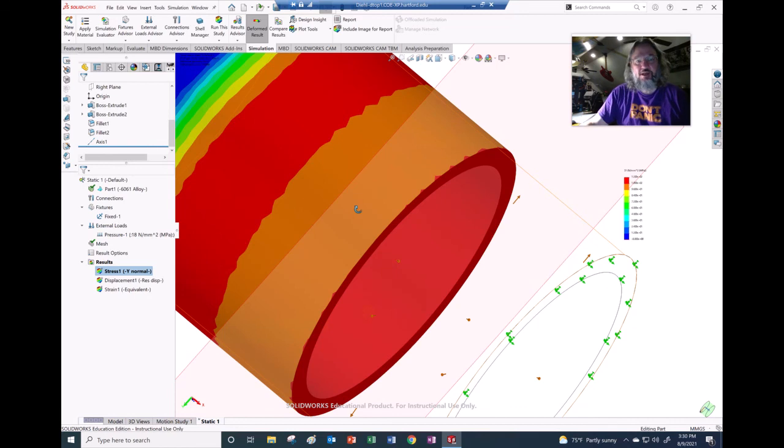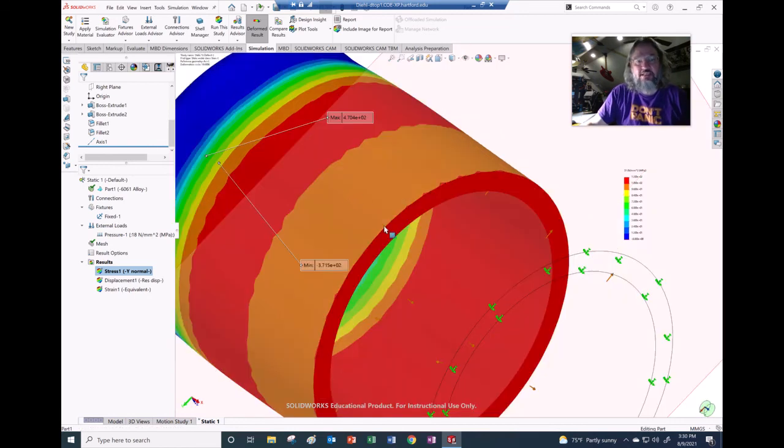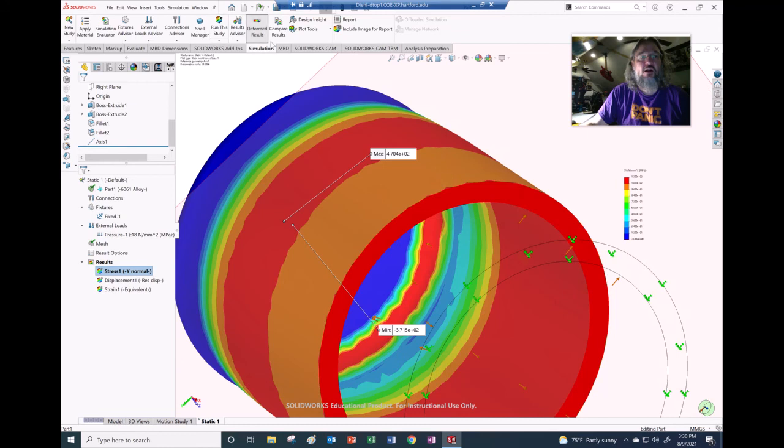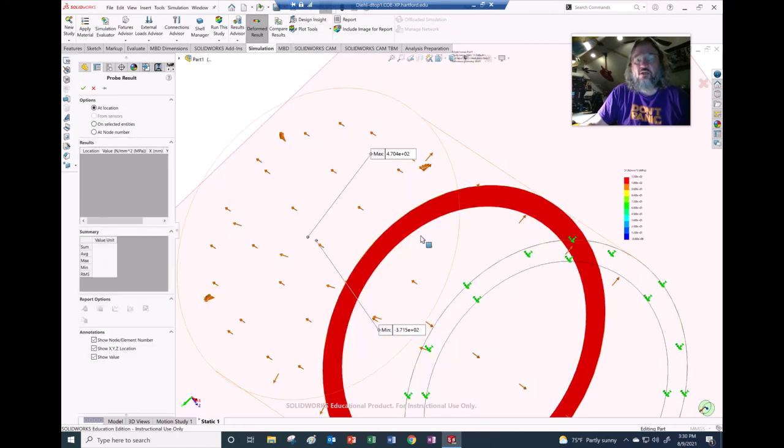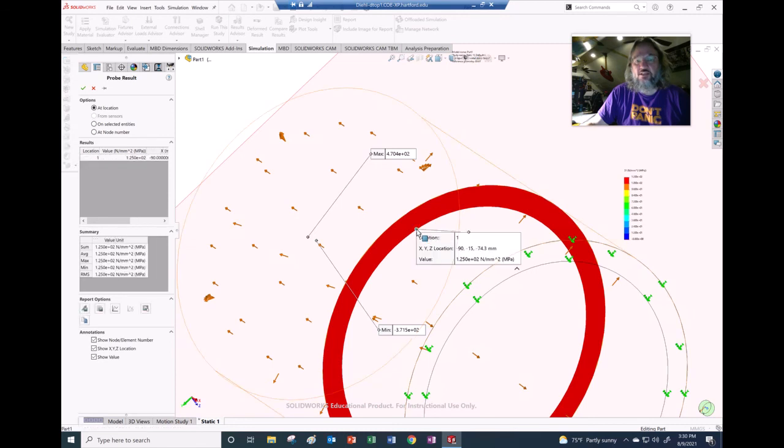It's basing on that. So let's get our plot tools and probe, and we could pick a point right there. We get 125, and right here on the outside we get something more like 110. So somewhere in between there. We're saying that the maximum should be 122.3, and we're getting 125 right here on the inside versus the outside surface.